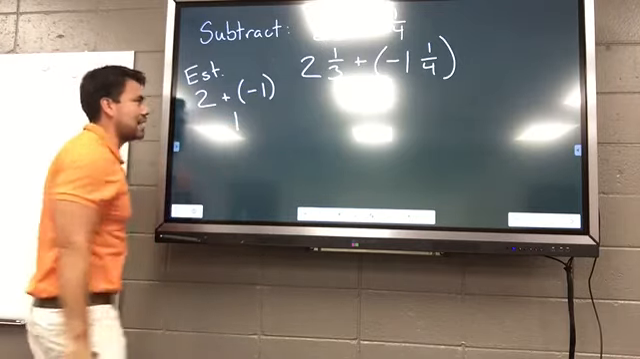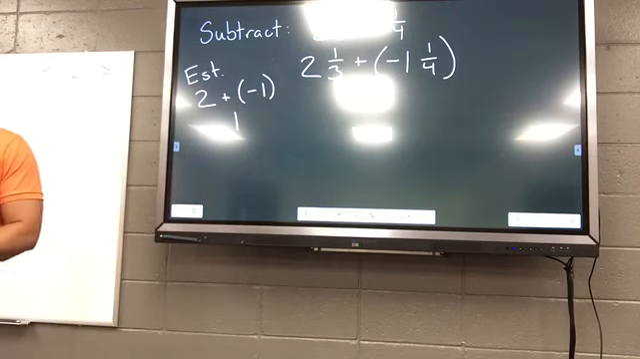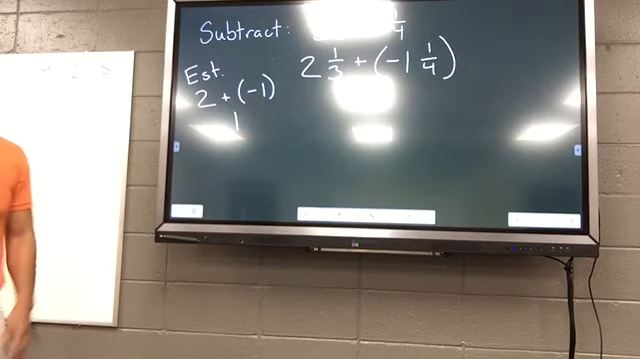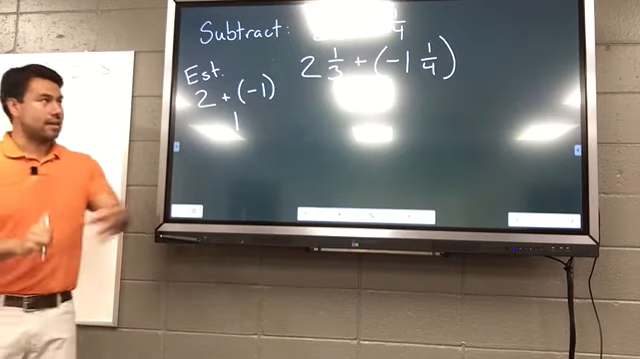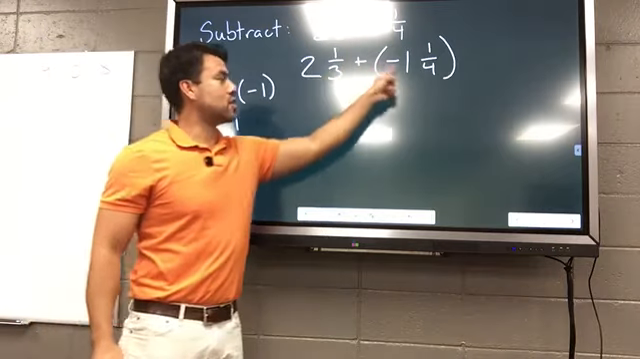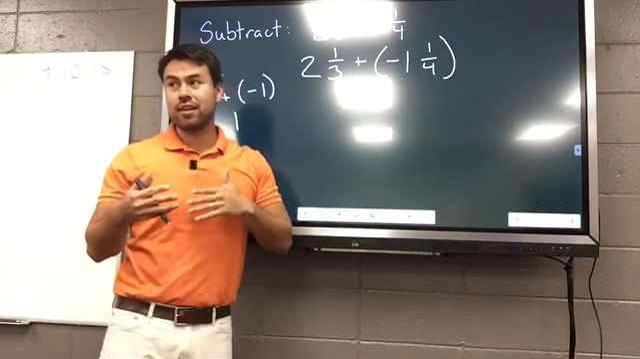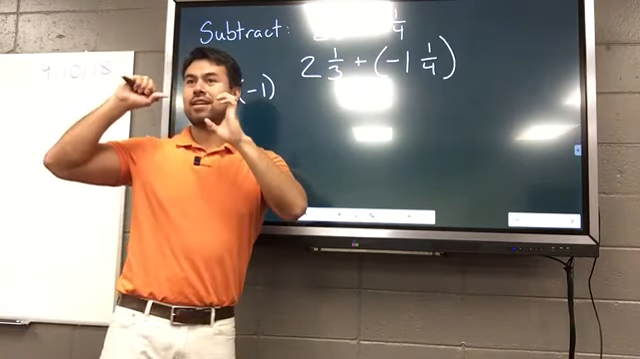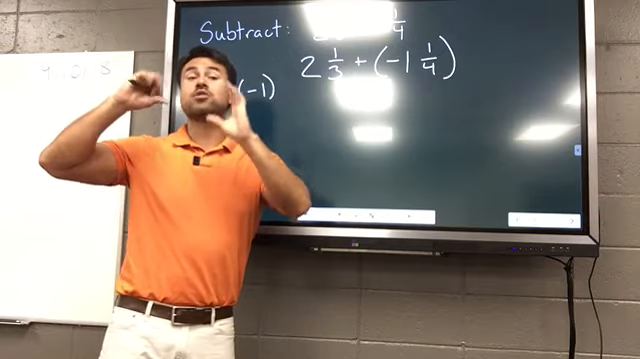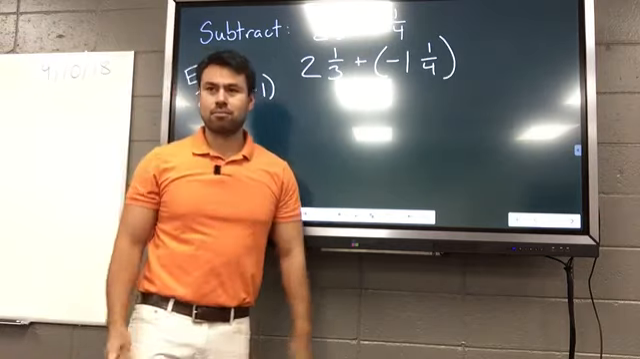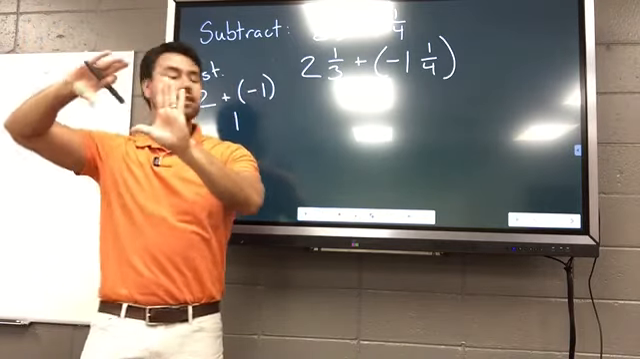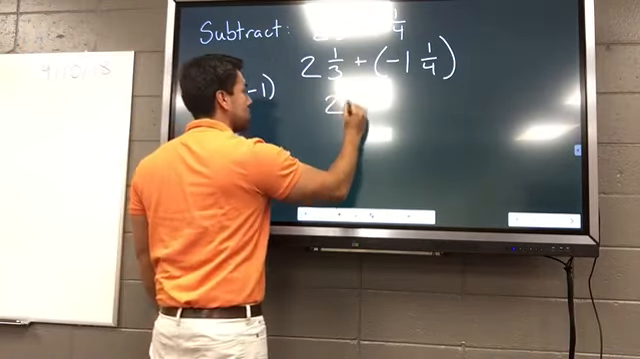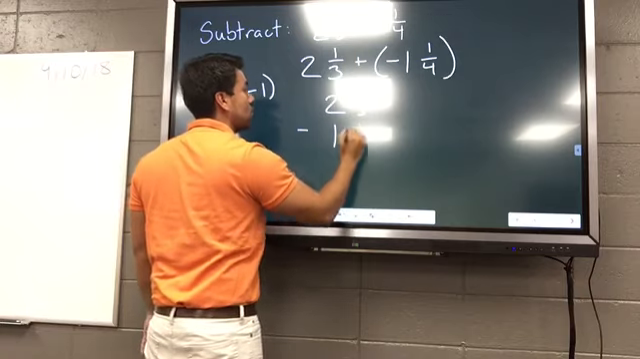Okay, that's my estimate. It's going to be 1. Okay, that sounds fine to me. That's just an estimate. Okay, when I'm adding two numbers with opposite signs, what do I do again? Before I get to that process, I take the larger absolute value and I subtract the lesser absolute value. So really what I'm doing is 2 1/3 minus 1 1/4.